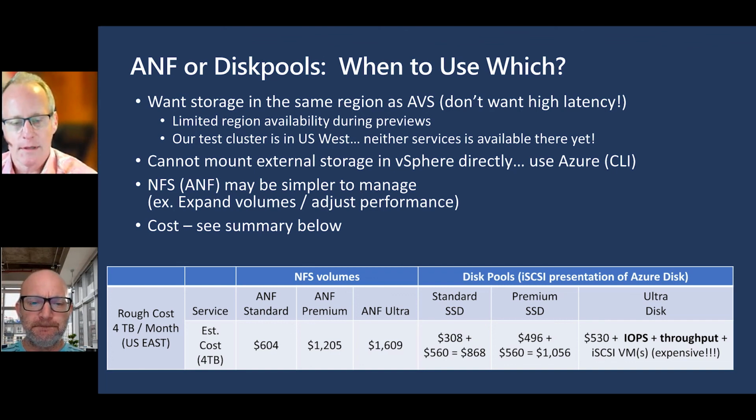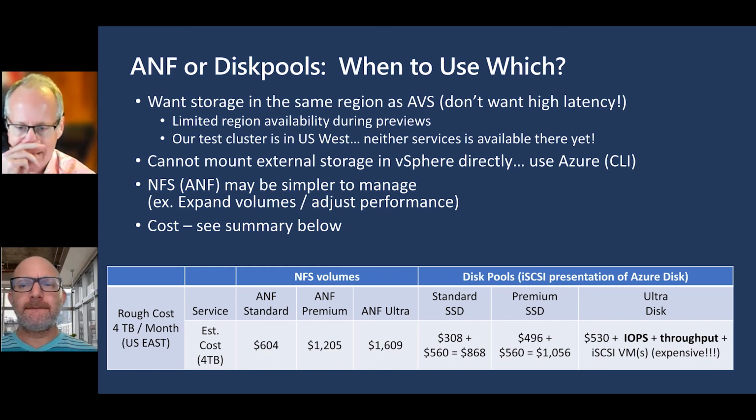Yep. So ANF is there, disk pools is there and available to you. You can't use other iSCSI options like SoftNAS because you can't get to the iSCSI initiator on the AVS storage side of it. You have to go through the command line or the portal to do it. And these are the 2 options that are going to be available to you.